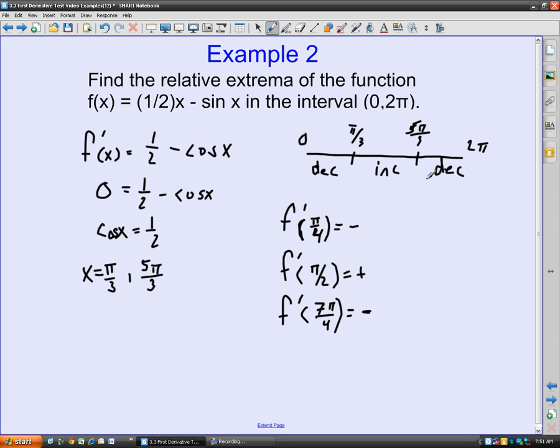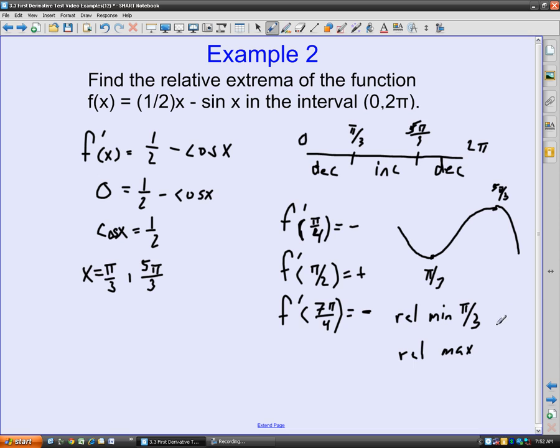Well, I know that if the graph is going from 0 to pi over 3, we're decreasing. So here's pi over 3 down here. And then after pi over 3, I'm increasing. And then I increase until 5 pi over 3. And then I'm going to decrease after that. And so you can see that we have a relative minimum at pi over 3, and we have a relative maximum at 5 pi over 3.